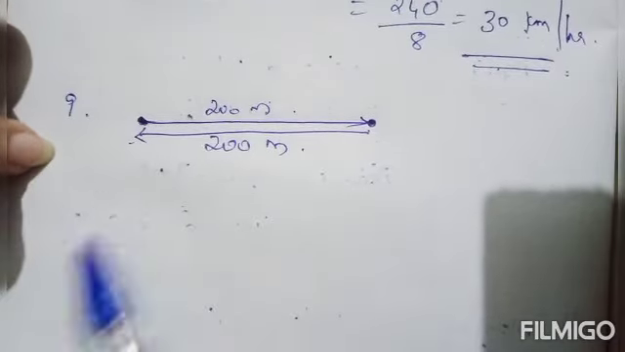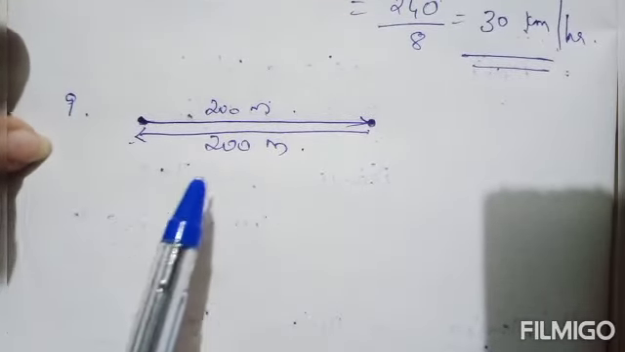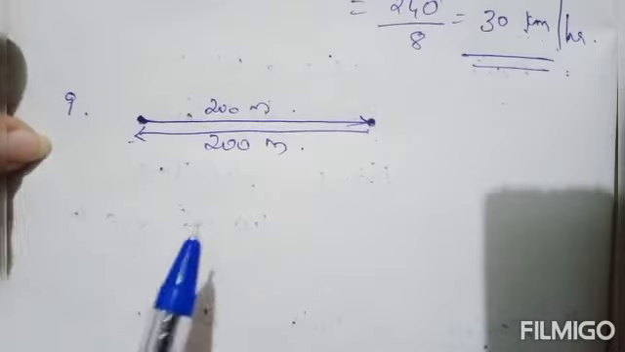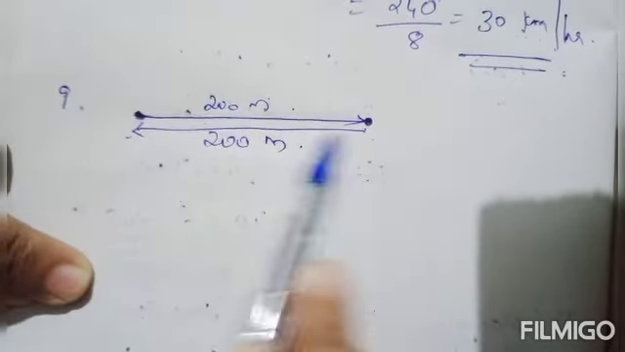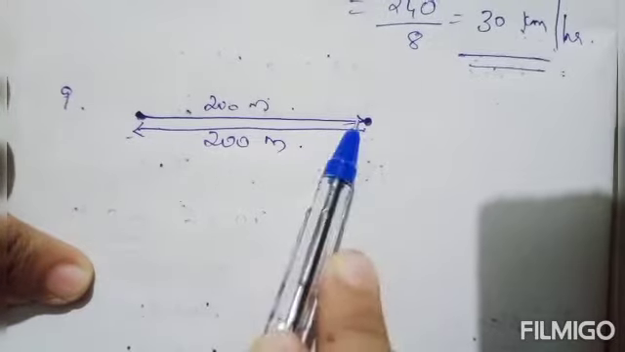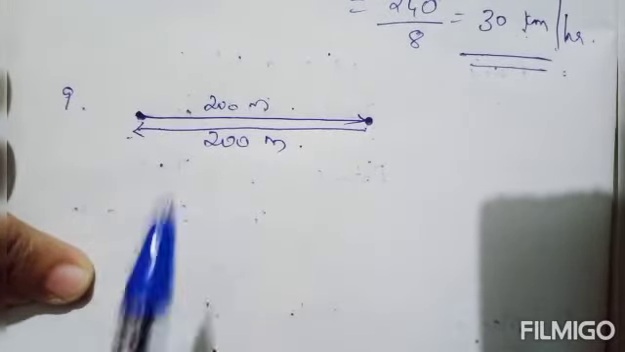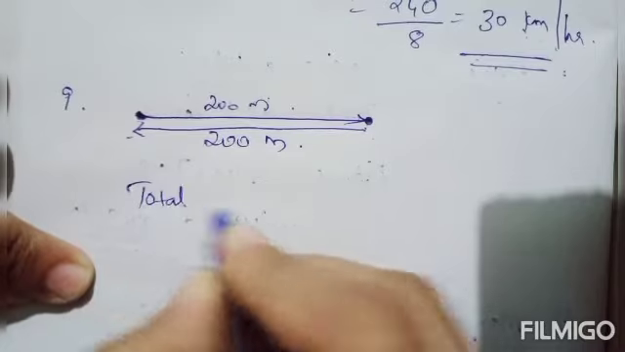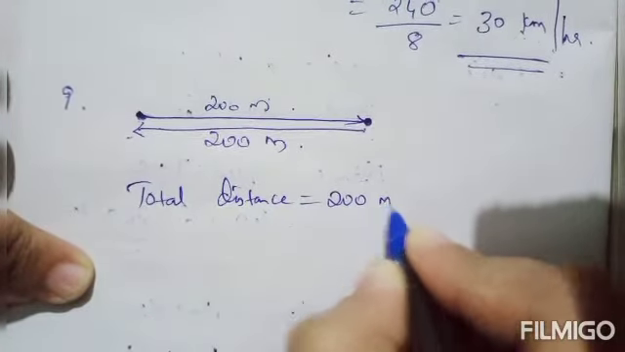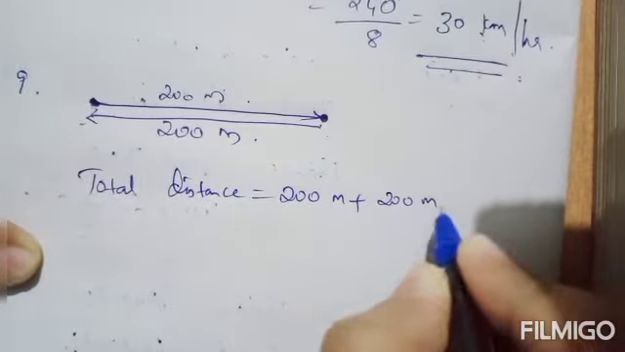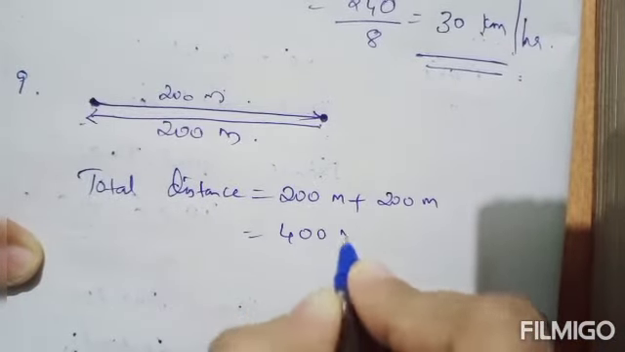So in total distance, what will be the total distance covered by that boy? It will be 200 plus 200. Okay, he is going and then returning. That's why total distance it is 200 meter plus 200 meter. You will get 400 meter.